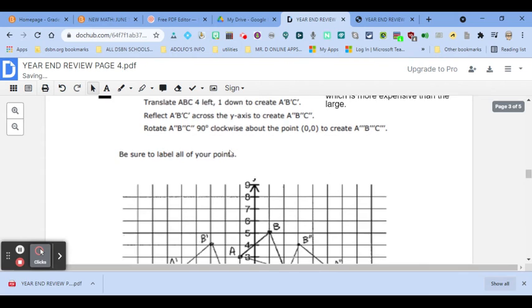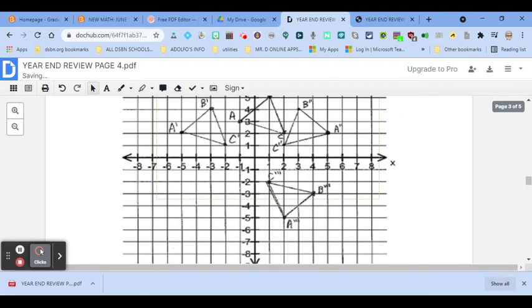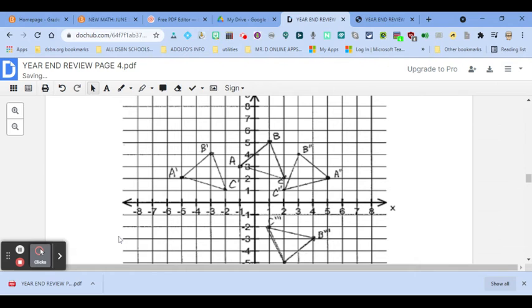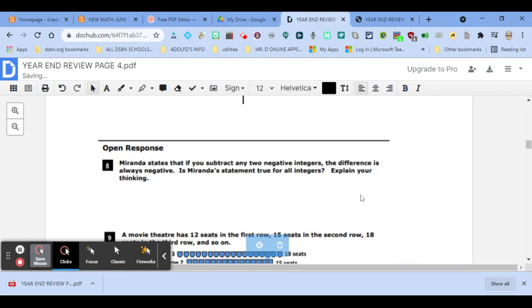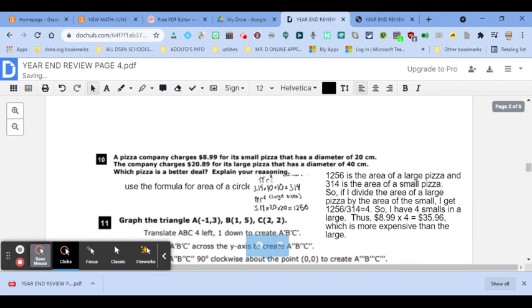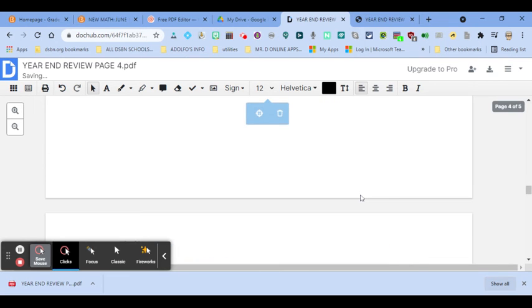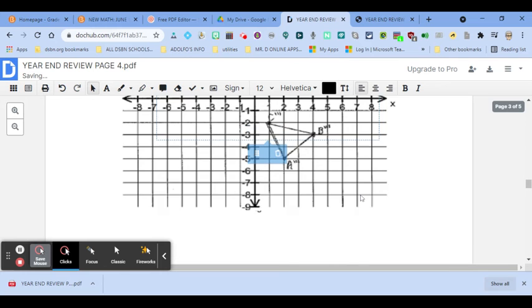Question 11, I have my points. That's what my graph kind of looks like. Okay? Remember, I am indicating I have different triangles by using that little prime number, right? By using A prime, B prime, and C prime.